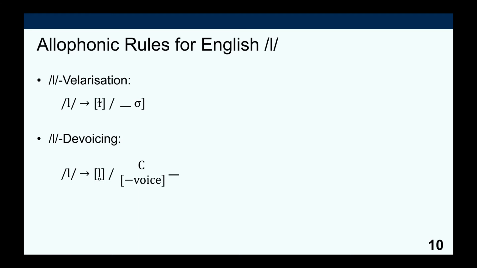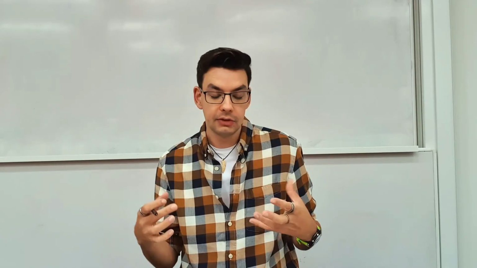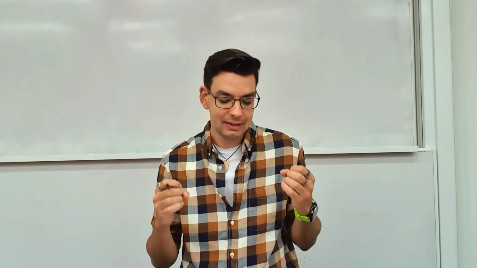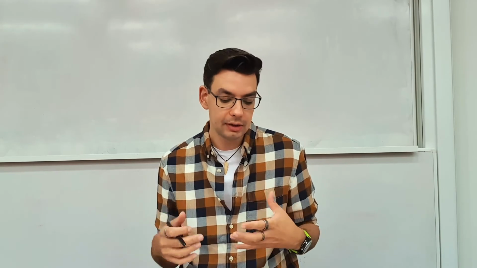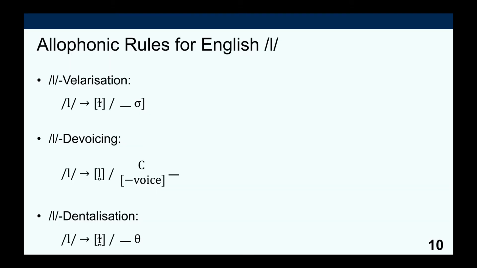So L is realized as a voiceless L when it is preceded by a consonant that is minus voice. And then finally, we have the dentalization of L, and here we say that L is realized as a dental velarized L when it precedes the interdental fricative th.